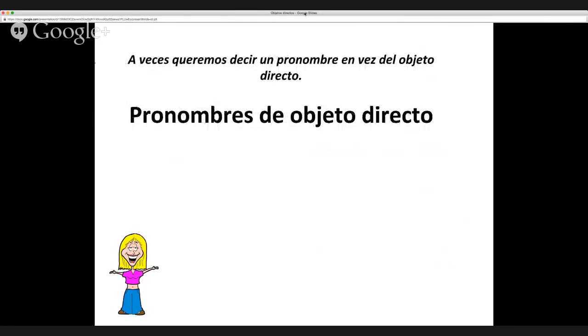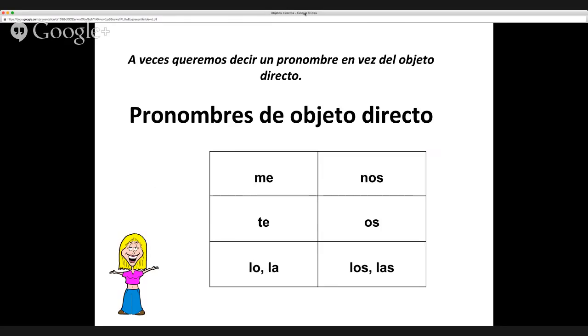Bien. So, having taken a look at that, let's dig a little deeper. A veces queremos decir un pronombre en vez del objeto directo. Sometimes we want to say a pronoun instead of the direct object. And these are the direct object pronouns in Spanish that we use to take the place of direct objects. And you'll need to memorize them. They are me, te, lo, and la, nos, os, los, and las.